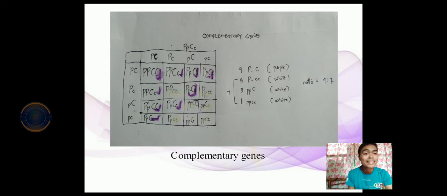Now, the complementary gene, the same concept lang po siya. Bakit yung ratio niya is 9:7? May tatlo tayong white. We will add those whites. Kaya 3 plus 3 plus 1 is equal to 7. Kaya 9:7 yung ratio natin.